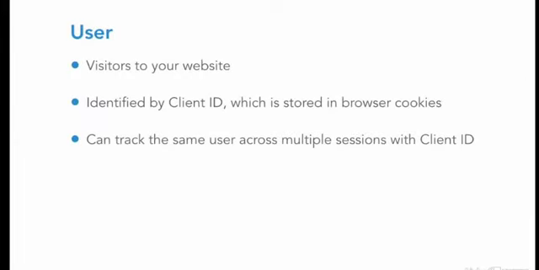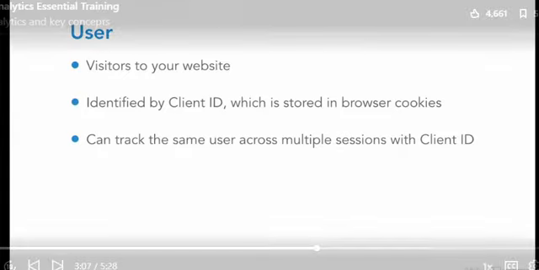Next, we have the user, and these are the people visiting your site. In Google Analytics, a user is specifically identified by a client ID. These are stored in browser cookies. Analytics is able to see multiple sessions from the same user. If they return to your site on that same browser, that same device, those will be multiple sessions and, of course, multiple hits, but all back to that same user.